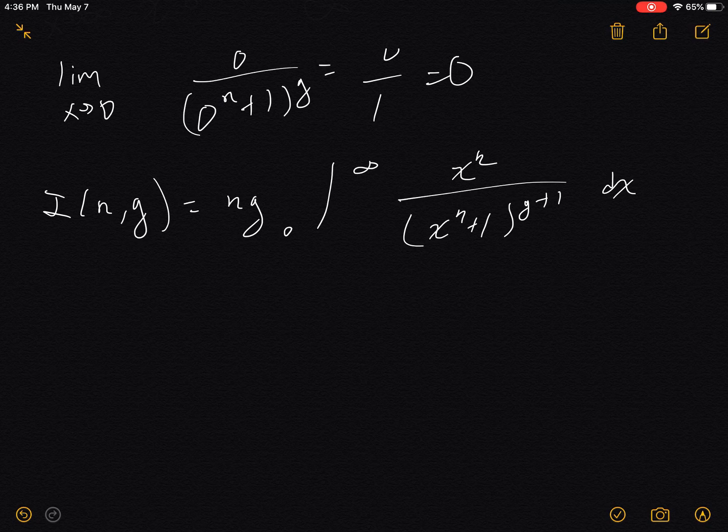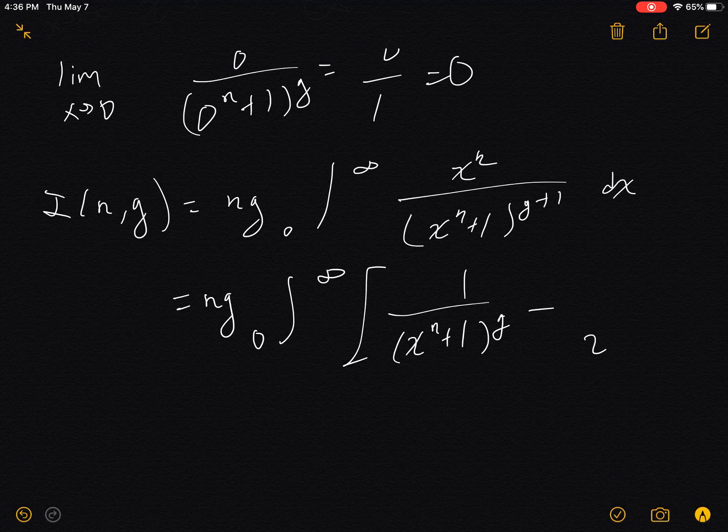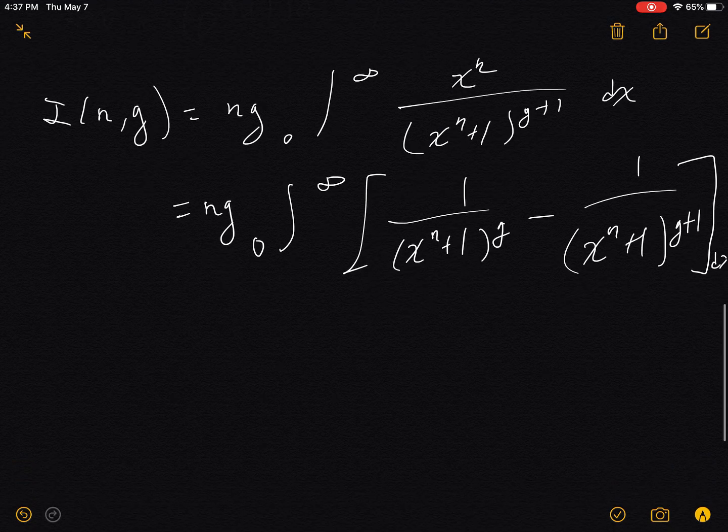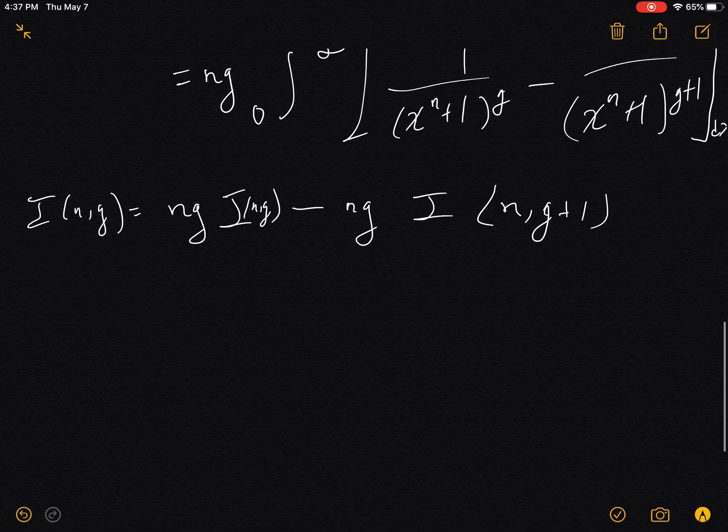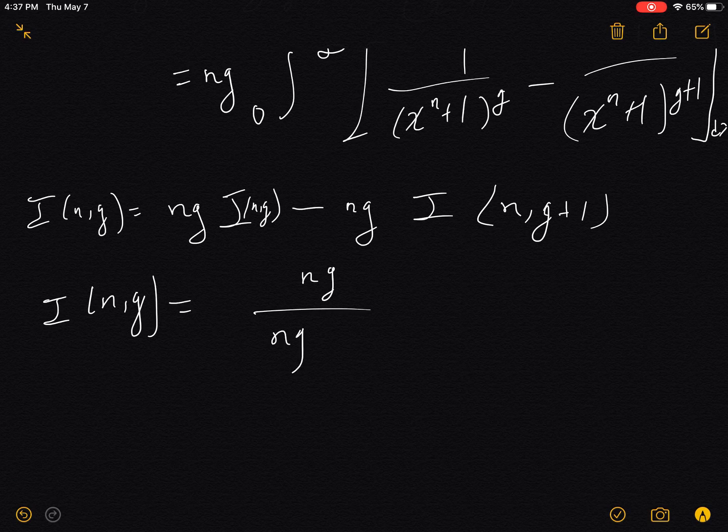And so now, if we add 1 and minus 1, we can actually simplify this. So we get n g times the integral, you have your actual original integral, and then minus the integral of 1 over (x^n plus 1) to the g plus 1. So now you have I of n, g equals n g times I of n, g, minus n g times I of n, g plus 1. If you do all of the math, you get this, which isn't that bad.